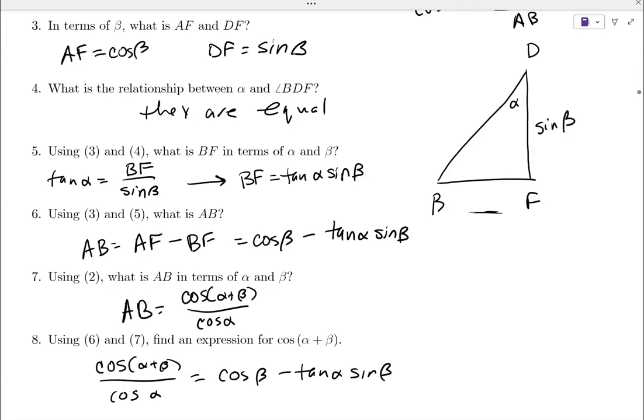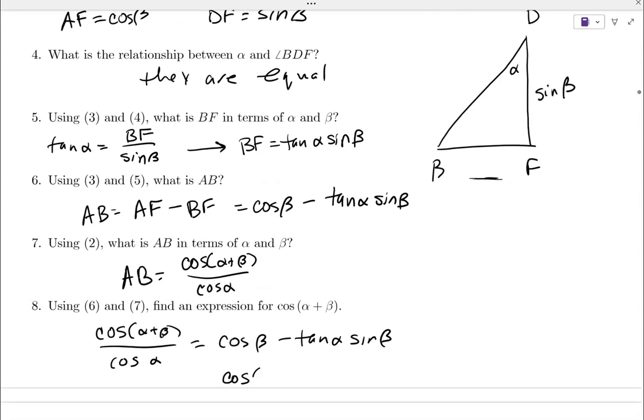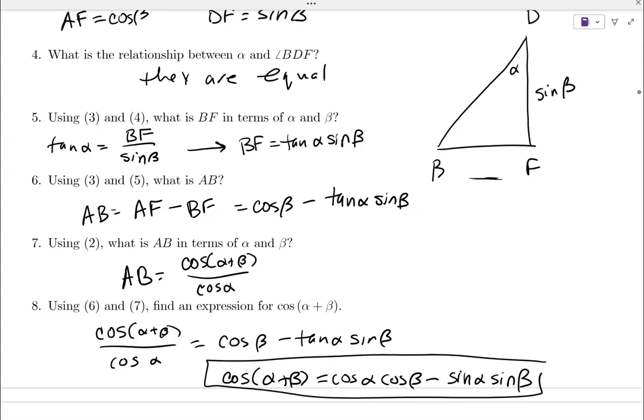But we said the whole goal of this was to get to a sum formula for cosine. What happens when we multiply both sides by cosine of alpha? Well, I get cosine alpha, cosine beta in the first term. What happens when I take cosine alpha times tangent alpha? What do you end up with? Just sine of alpha, right? So tangent is sine over cosine, so your cosines will cancel. There's your sum formula for cosine. That was exciting. Ta-da! We got one.